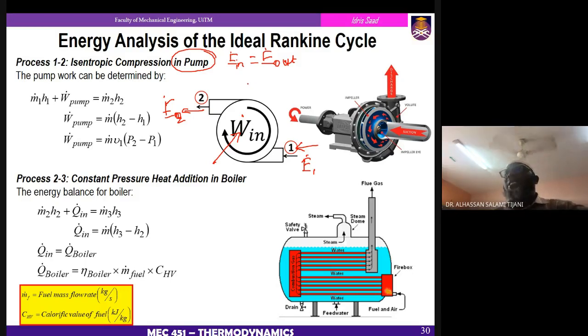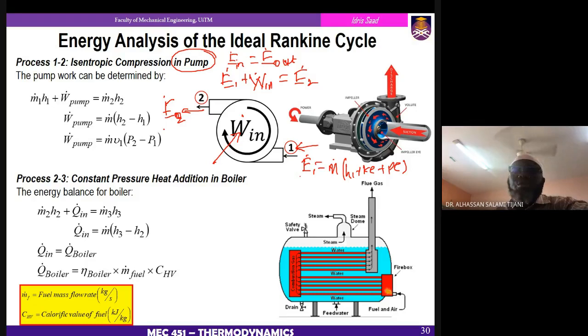What is the total energy at the inlet? We have E1 coming in, so E1 plus W in equals E2. So what are E1 and E2? E1 is simply the mass flow rate of the fluid at the inlet times the enthalpy H1, plus the kinetic energy plus potential energy term.